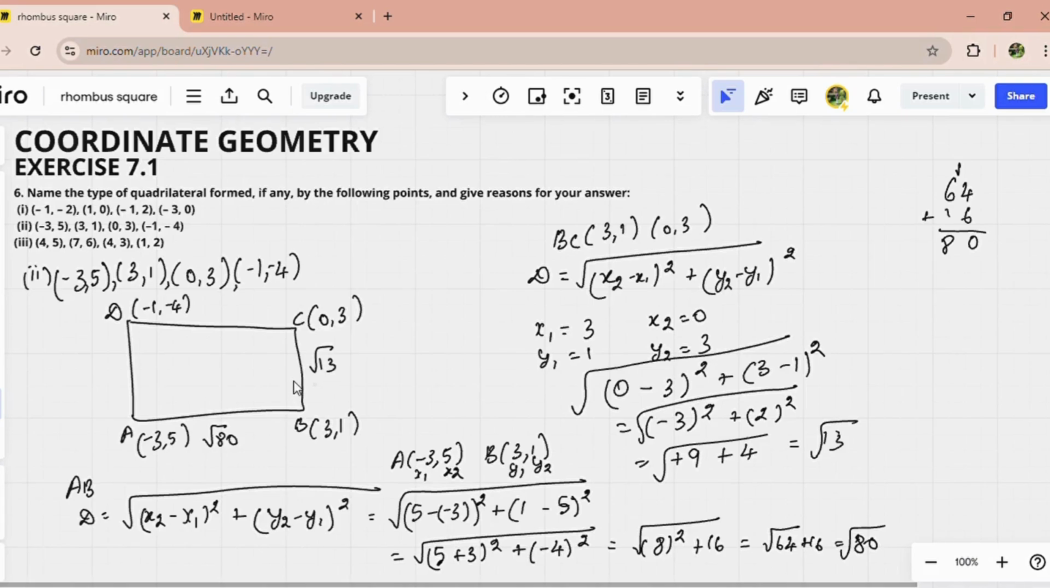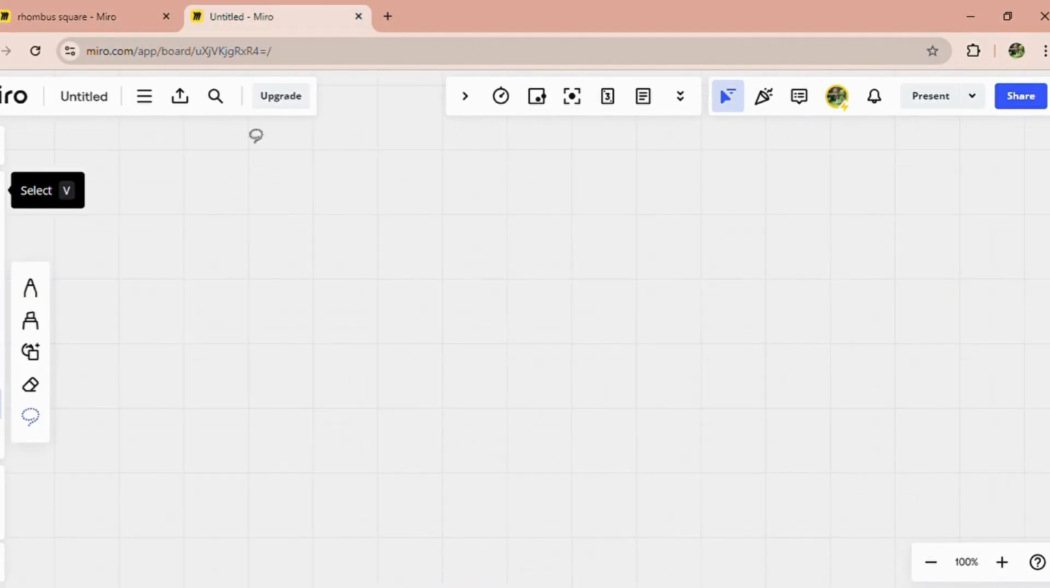So if you check this, we are getting different answers, so it won't form a quadrilateral. Okay, so we'll find CD and DA, then we'll check.